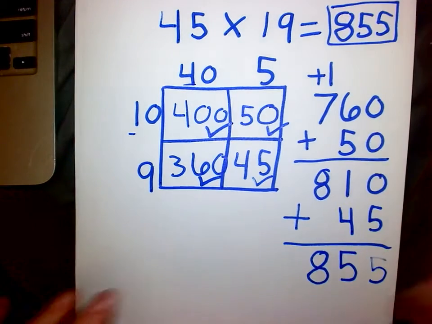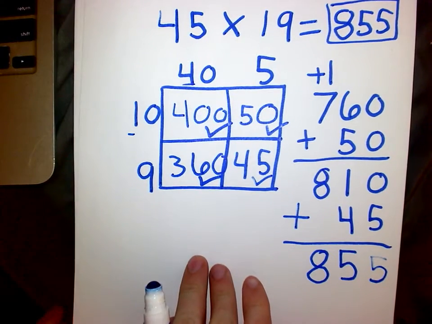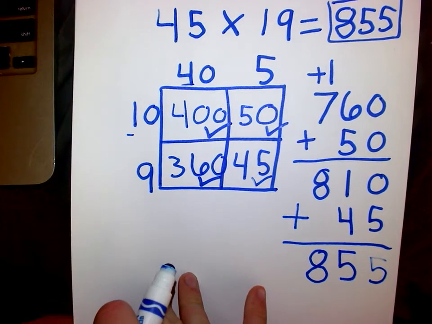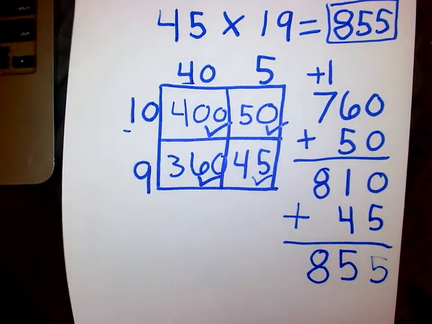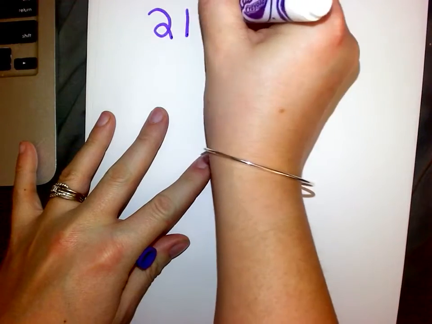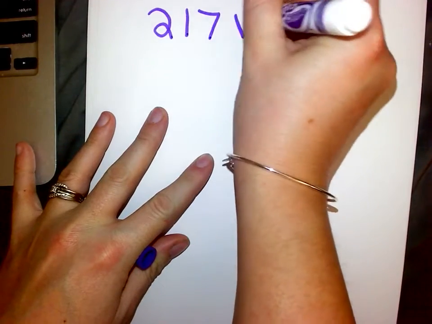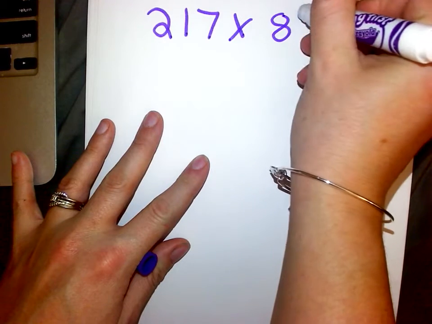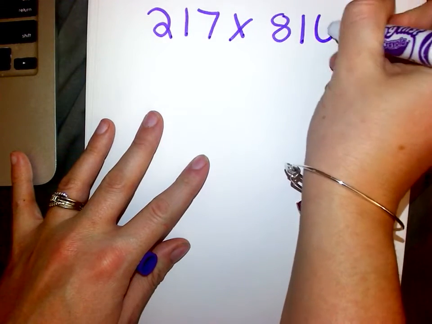I'm going to do it one more time just to show you again and go through those steps. I'm going to do it this time with a slightly bigger number to show you how it can be adapted to really any size number. Alright, so for this one, let's do 217 times 816.